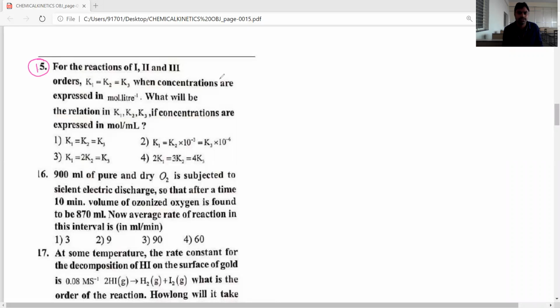Let's see the 15th question. The reactions 1, 2, 3 are present. Their orders are first order, second order and third order reactions. So what they gave for this case, when the concentrations are expressed in mole per liter, what will be the relation between K1, K2 and K3? K1, K2 and K3 are asked.